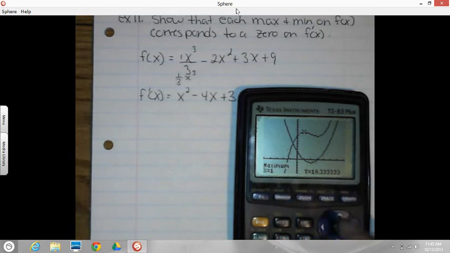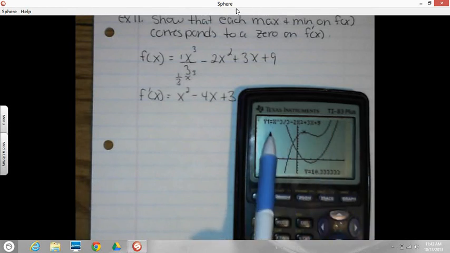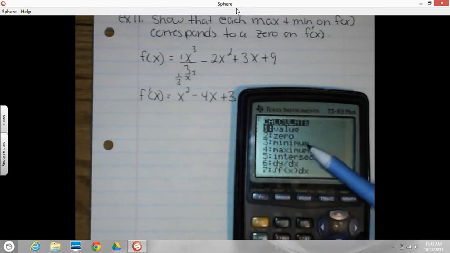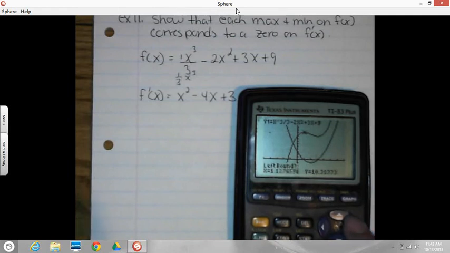So if I trace to 1 and I jump to y2, that happens to be my 0. 1, 0. So that proves that one. Now we'll get back on y1, do the same thing for that min. I want to calculate a minimum. Stay to the left of it. Get to the right. That's happening at about 3.